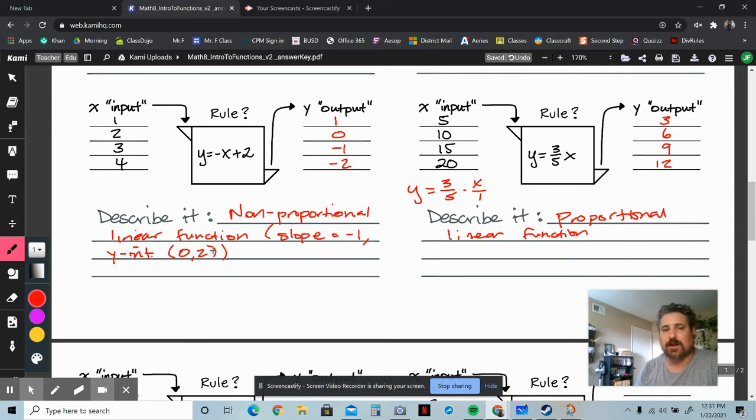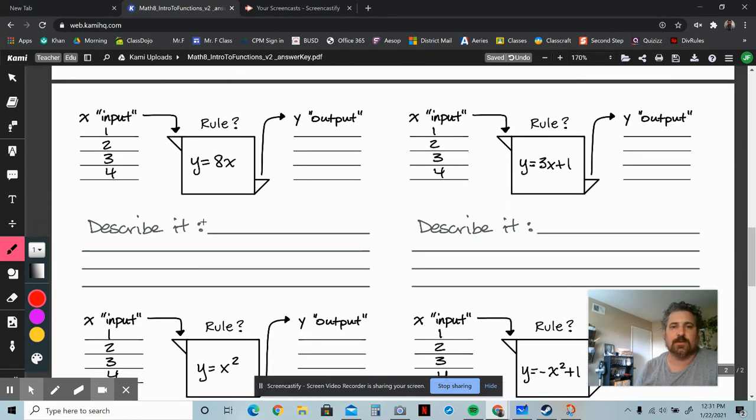Now in this one, are you going to have a y-intercept? Yes, the y-intercept happens to be 0, 0, just like the x-intercept is 0, 0. This is a situation that's proportional, so it crosses the origin 0, 0. But you could still describe the slope on this one. The slope is just your k value, or your constant of proportionality. So in this case, the slope of this line is 3/5, right? As x increases by 1, y increases by 3/5 every single time.